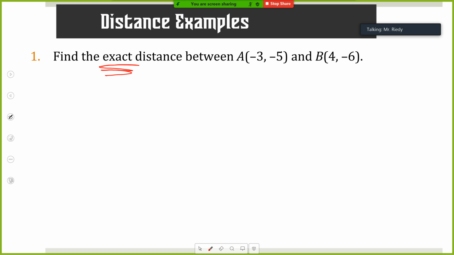Exact distance. So if you get an answer that involves a square root, do not pick up your calculator and give me a decimal value. Simplify the square root. Okay, go.